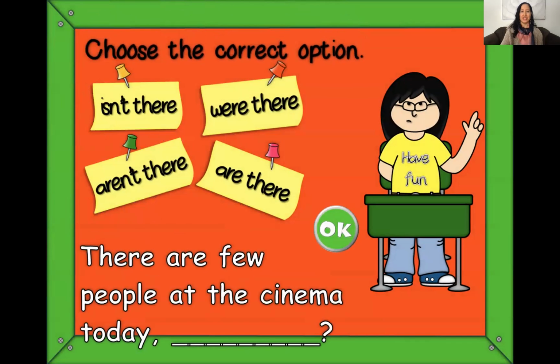Choose the correct option. There are a few people at the cinema today. Which one can this be? Find your verb. Aren't there? Okay. We have to agree with the same auxiliary verb. Okay. And we have the positive statement with the negative question tag.